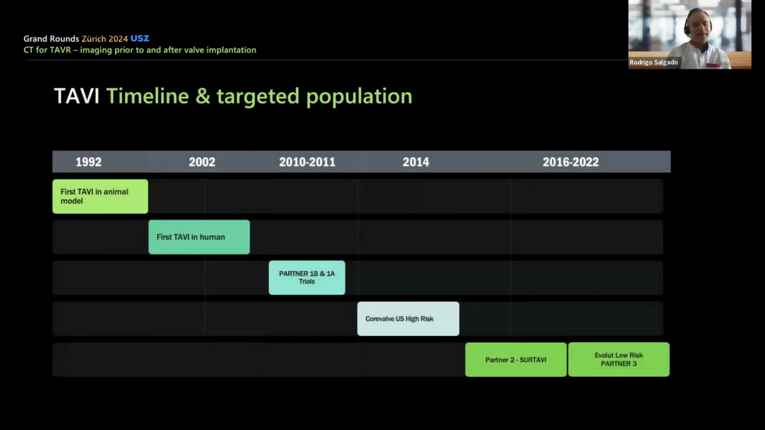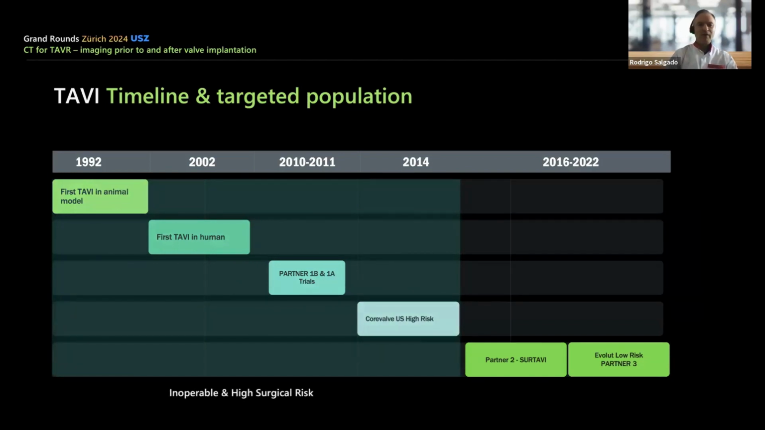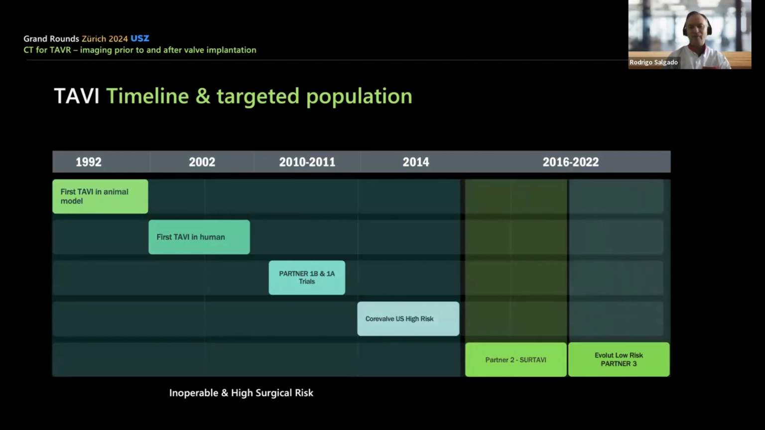Now, we started doing these trials of the first animal model already in 1992. And all these trials that I'm showing you here were done in the initial population, so the patients who are inoperable or are at very high surgical risk. But in recent years, we also have seen other trials looking at a different population, patients with an intermediate to low surgical risk. And there is a lot going on at this moment regarding the benefits of TAVI in this population. But for the moment, the main reason that many people, almost all, will do a TAVI still is for the inoperable or high surgical risk patient.